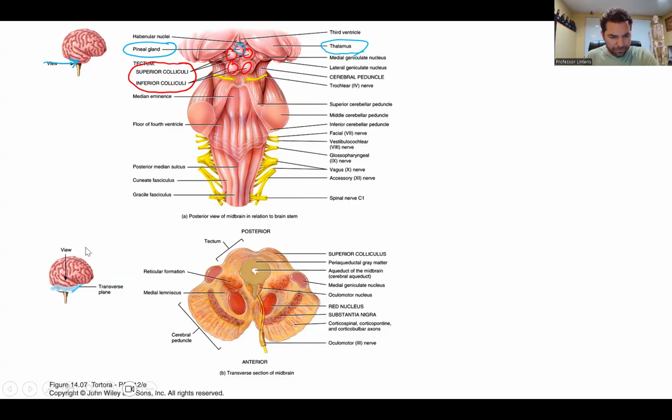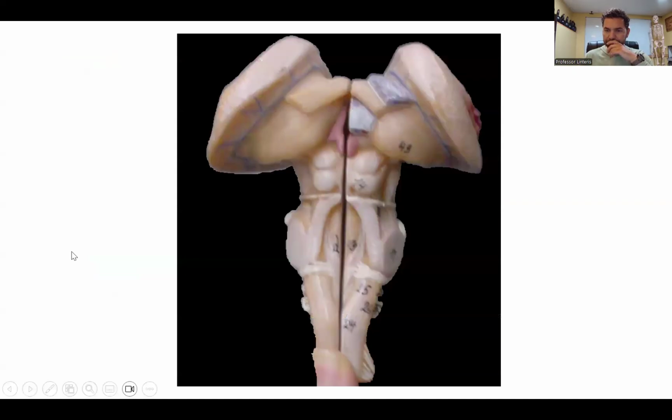And I will show you on the next picture what I want you to recognize. Same view, same model, right? We can see that pineal gland here. We can see the superior and inferior colliculi. 2 separate bumps. We'll talk about their function in lecture.